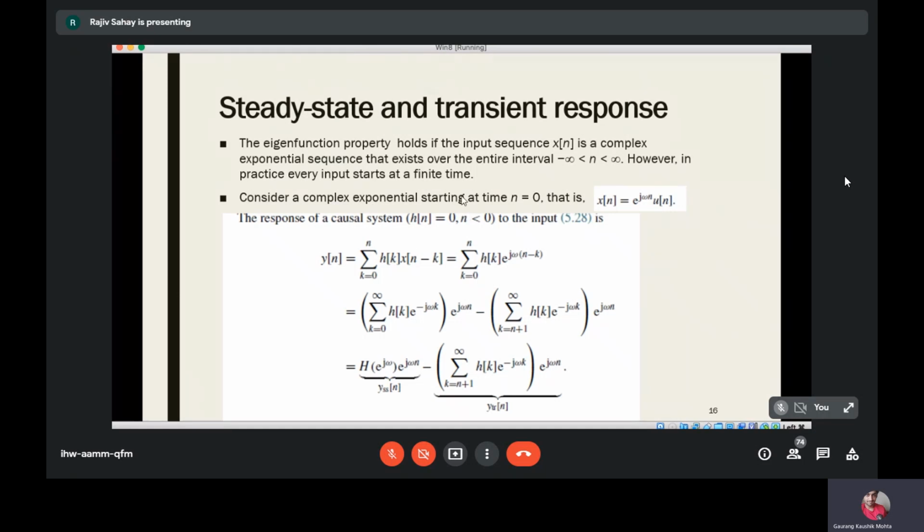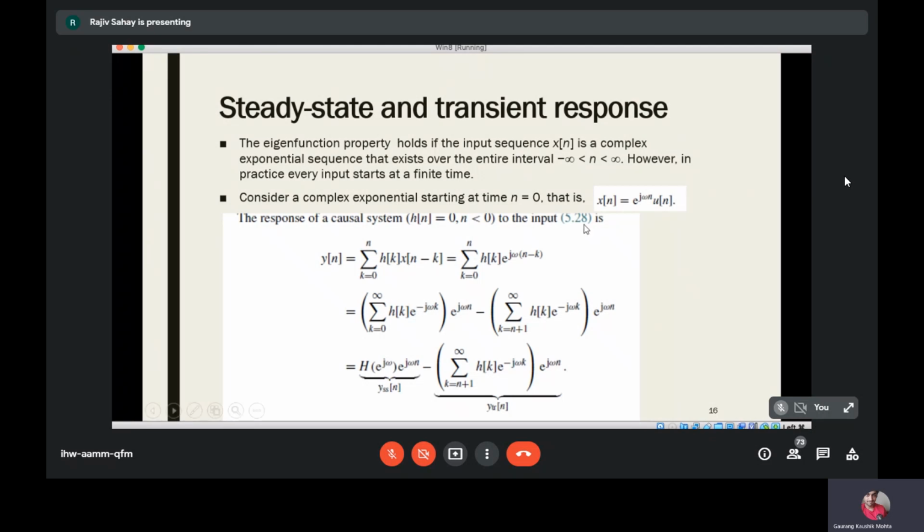So suppose we consider a complex exponential starting at time n equal to 0. That is, we multiply u of n with e power j omega n. Every input starts at a finite time. Suppose a switch is pressed at time t equal to 0 and you observe e power j omega n. And suppose there is a causal system, h of n equal to 0 for n less than 0. Then how would the convolution come? Since h of n is 0 for n less than 0, the convolution starts at 0 and goes up to n because you're observing at n. So y of n can be calculated with this convolution.